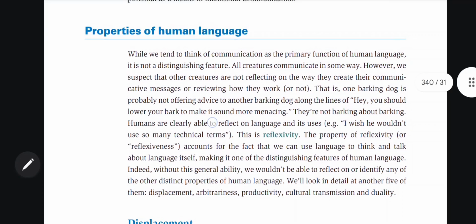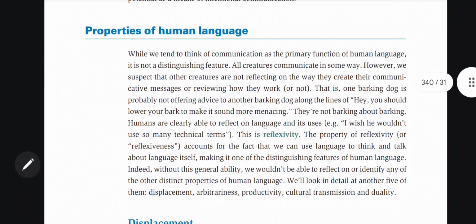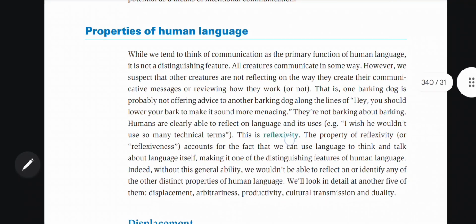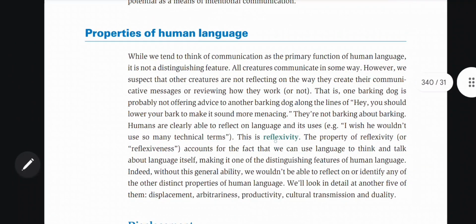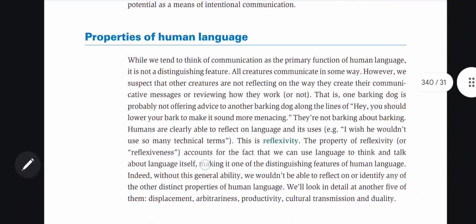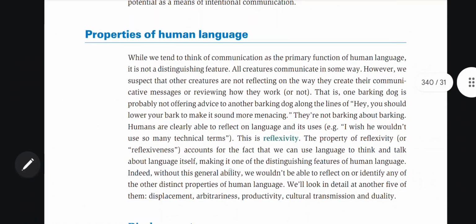Humans are clearly able to reflect on language and its uses. For example, I wish he would not use so many technical terms. This is what is so-called reflexivity. The property of reflexivity or reflexiveness accounts for the fact that we can use language to think and talk about language itself, making it one of the distinguishing features of human language.